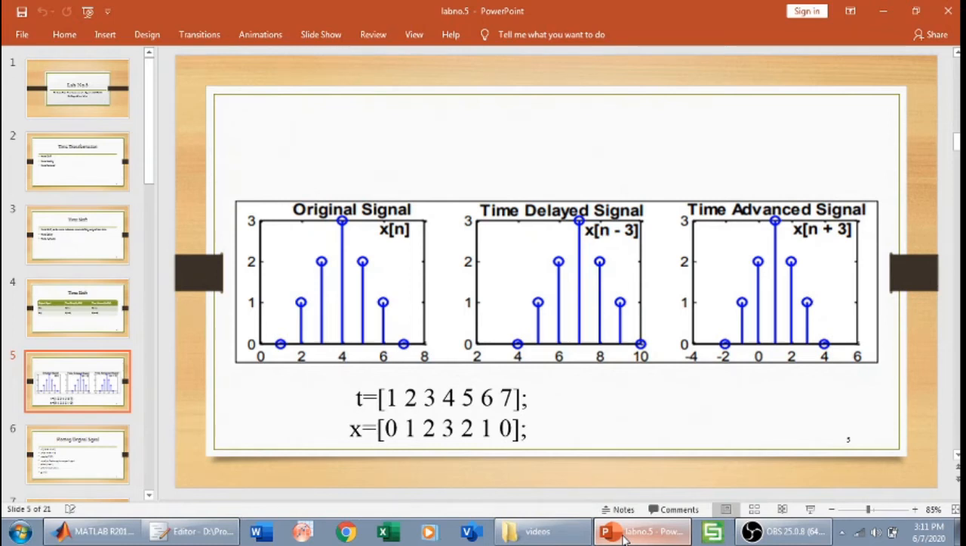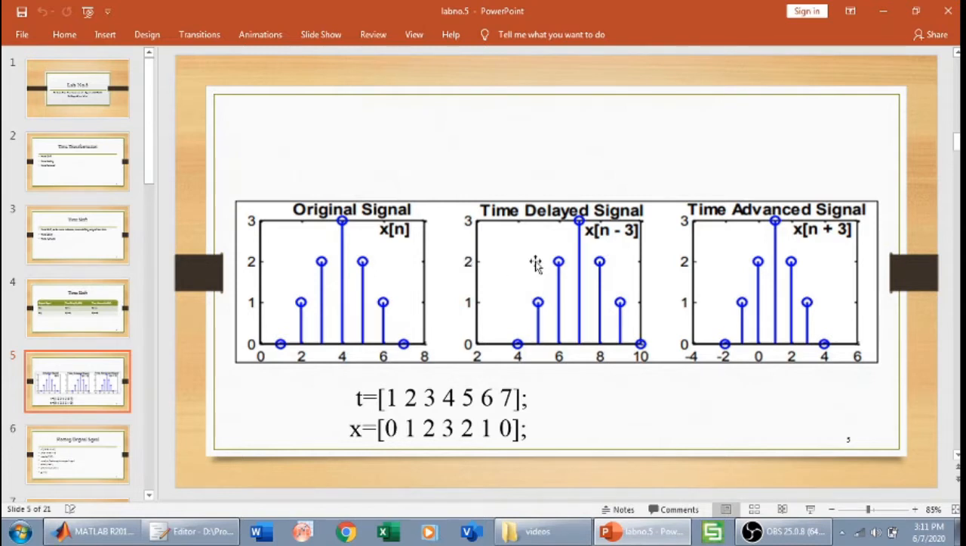Bismillahirrahmanirrahim. So today we will study discrete time shift in MATLAB. As you can have a look, we have the original signal, then we have the time delayed signal which is shifted by 3 units, which is delayed by 3 units. We have x of n minus 3.